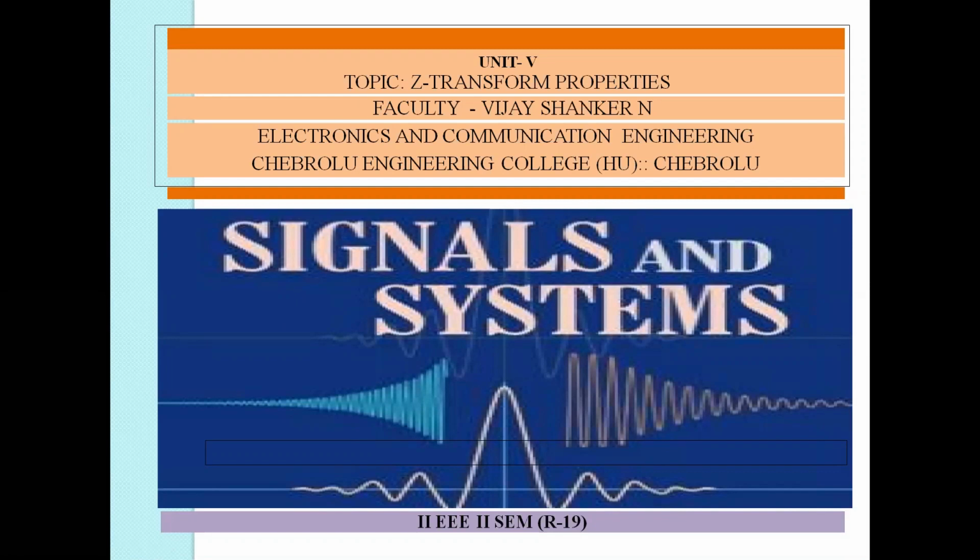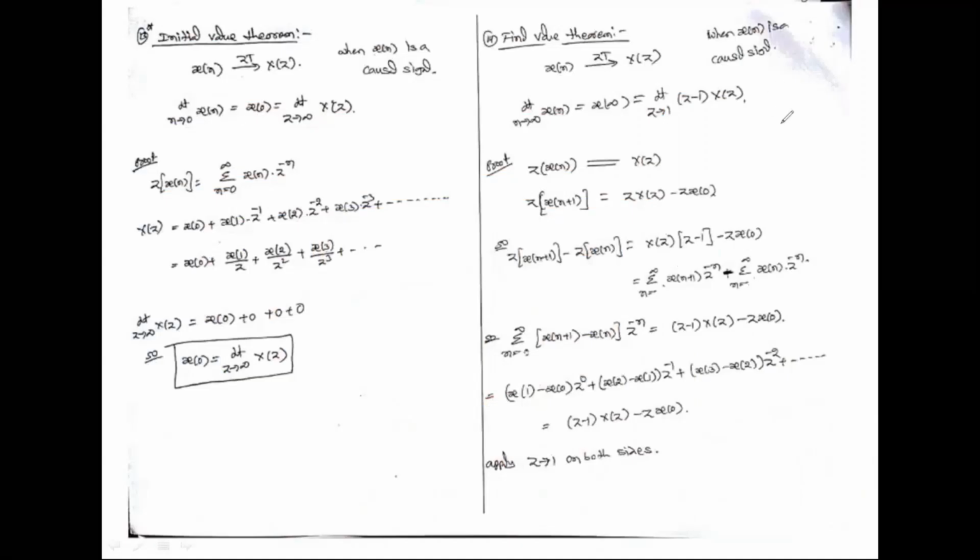Today, I am going to discuss the transform properties. In the last class, we completed up to the initial value theorem. Now, coming to the final value theorem. The final value theorem states that x of n is the z transformation of x of z.